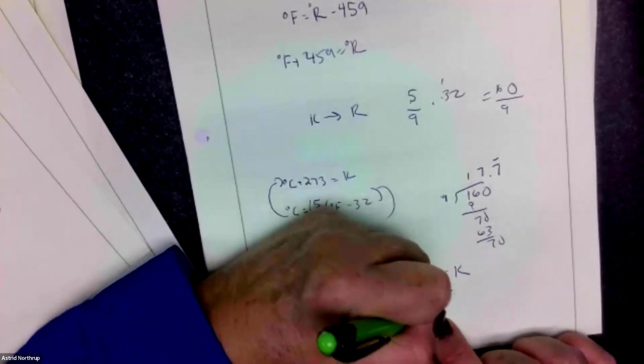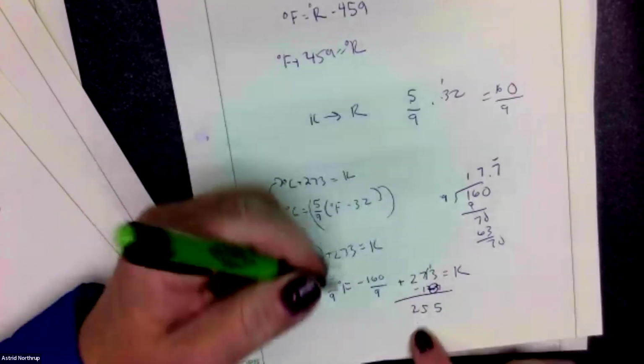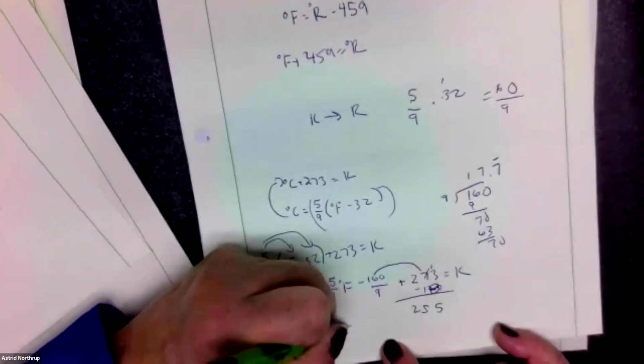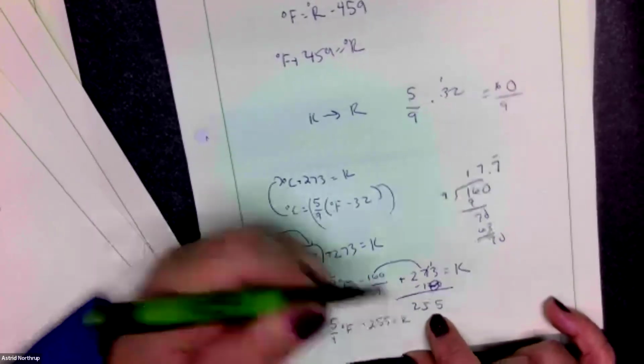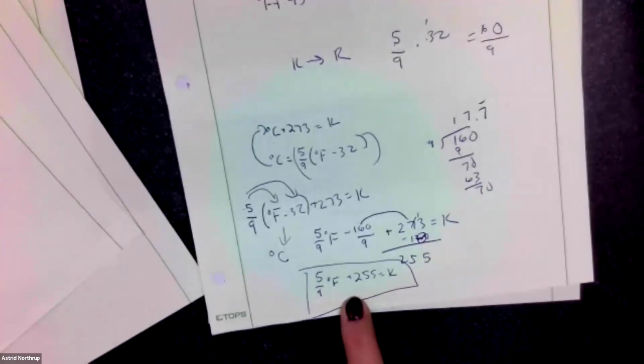So that would be 255 if I combine these two. So I have 5/9 degrees Fahrenheit plus 255 equals degrees K. And there's my conversion formula right there. I can plug in any degree Fahrenheit and come out with degrees K. I could also solve this for Fahrenheit and plug in K instead. Okay.